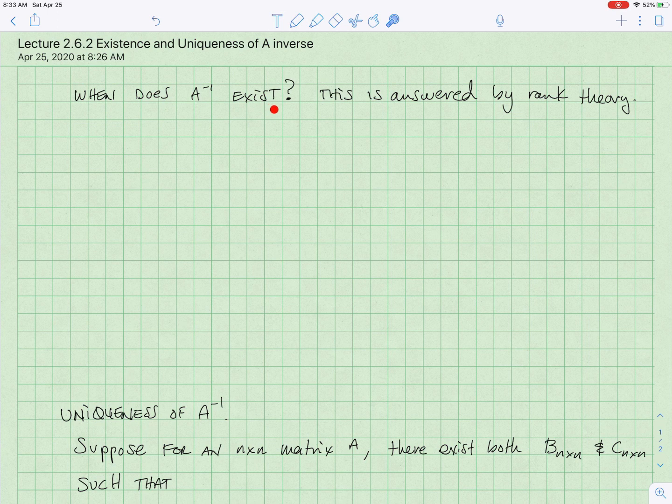Because we saw in the last video, A inverse could exist, in which case we get one unique solution, or A inverse could not exist, in which case there are a couple of different situations that can occur, namely no solution or infinitely many. And this question is answered directly by the rank theory that we discussed in section 2.5, specifically video 2.5.6. So if you need to reference that, look at the 2.5.6 lecture.